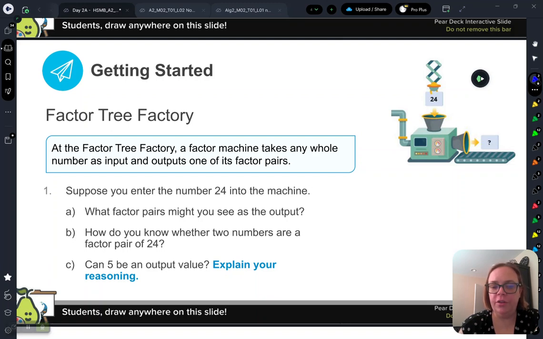At the factor tree factory, a factor machine takes any whole number as input and outputs one of its factor pairs. Okay, so suppose you enter the number 24 into the machine. What factor pairs might you see as the output? So we're thinking of pairs of numbers that are going to multiply to make 24. So I want you to list all the pairs of numbers that you know that multiply to make 24?